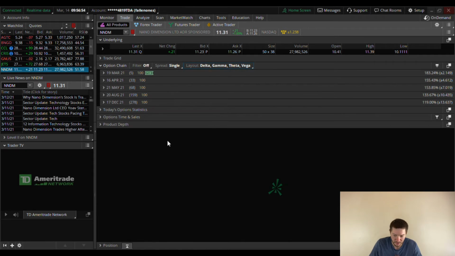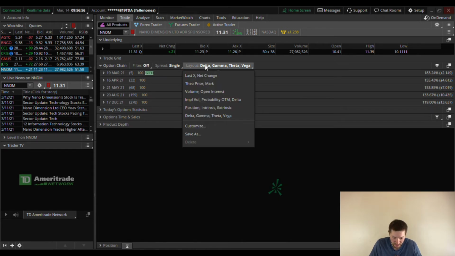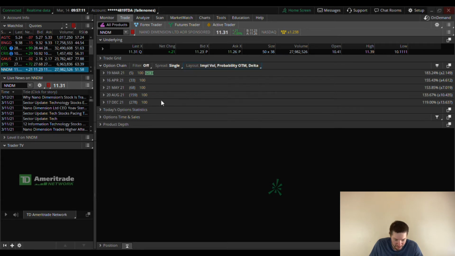And on Thinkorswim, we'll also see on the layout tab, you can also see other things. So you can see implied volatility, probability of out of the money, delta, position, intrinsic and extrinsic value, which I don't want to get into for beginners because that kind of makes everything kind of confusing. So let's go ahead and look at probability of out of the money.